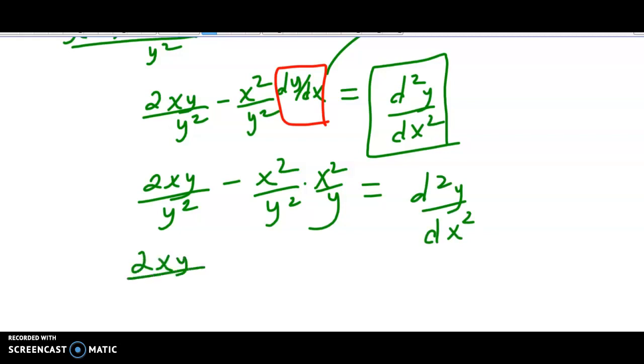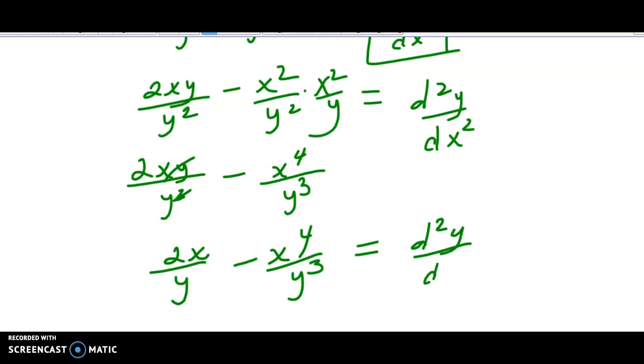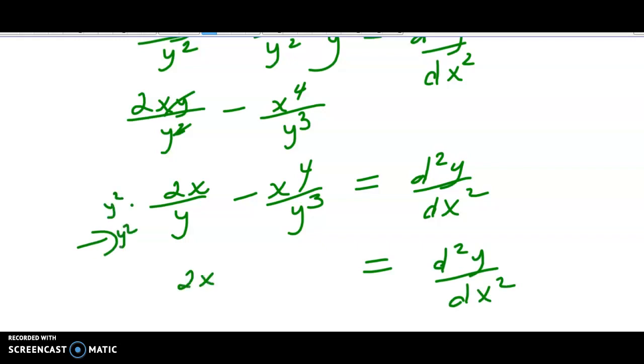And then I'm just going to do some algebra and multiply it out. So I have 2xy over y squared minus x to the 4 over y cubed. I can see that one of my y's cancels, so I have 2x over y minus x to the 4 over y cubed. Make sure you keep saying it equals the second derivative. Mathematically, it has to equal something. And then I see that I can get a common denominator here, so I'm going to multiply this by y squared and do it to the top. So I have 2xy squared minus x to the 4 all over y cubed. And that's the second derivative of y with respect to x squared.